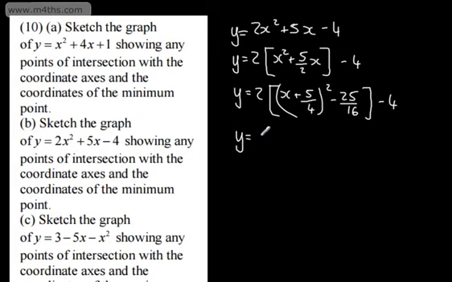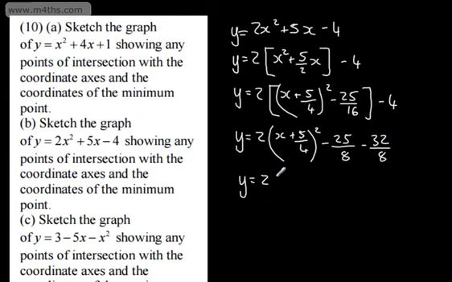Multiplying back through, y is equal to 2, then we're going to have (x plus 5 over 4) all squared minus 25 over 8. 2 multiplied by 1/16 is 1 over 8. Minus now, this is going to give me 32 over 8. So in completed square form, y is going to be 2 lots of (x plus 5 over 4) all squared, what's that going to give me? Minus now, we've got minus 57 over 8. Okay, right.